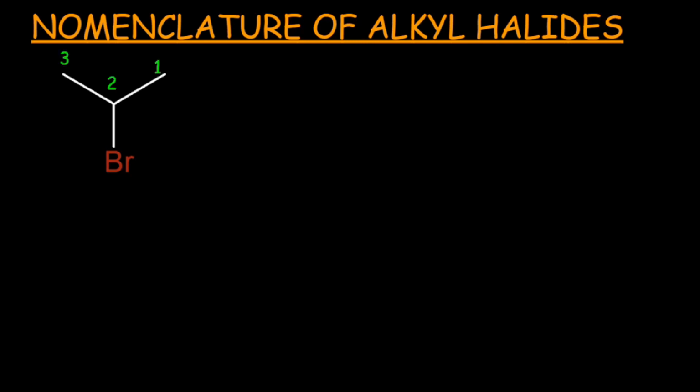1, 2, and 3. At the second position, there is a bromine atom. So the name of the molecule would be 2-bromopropane because 3 saturated carbon atoms are present.